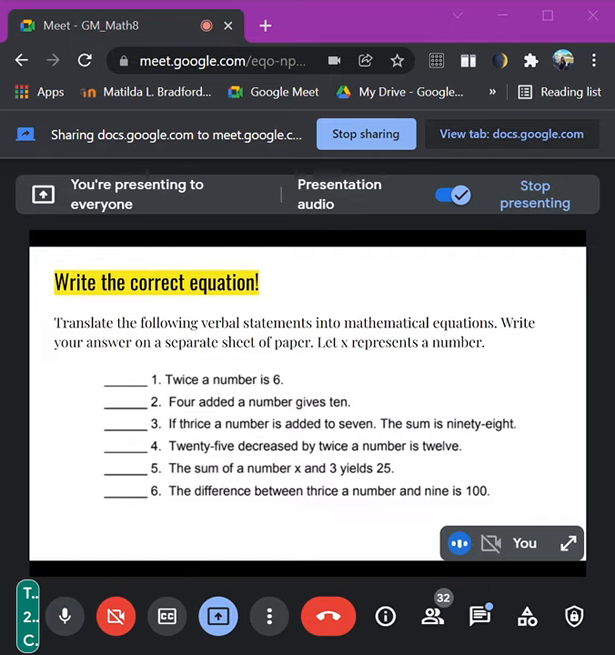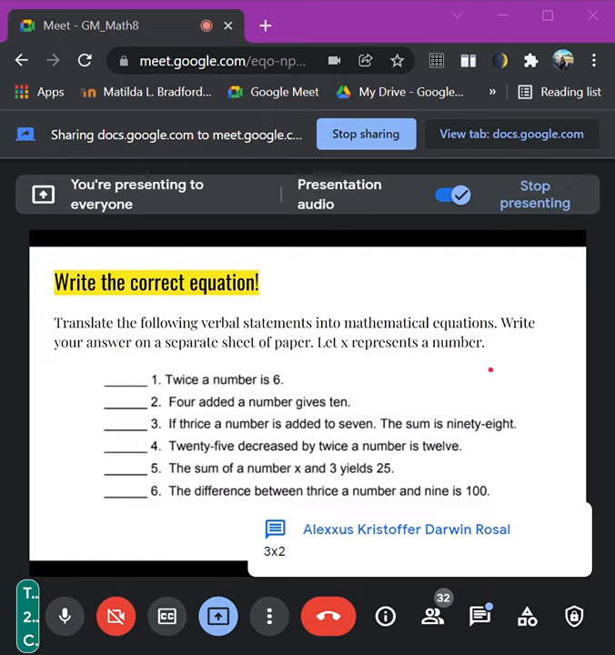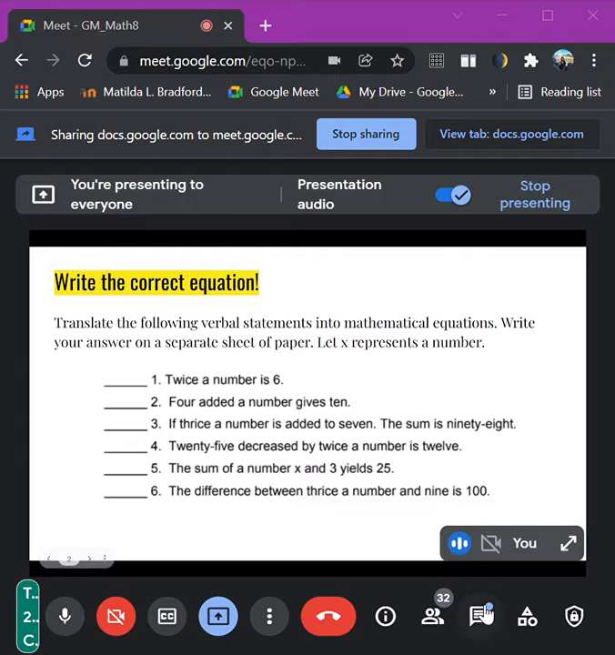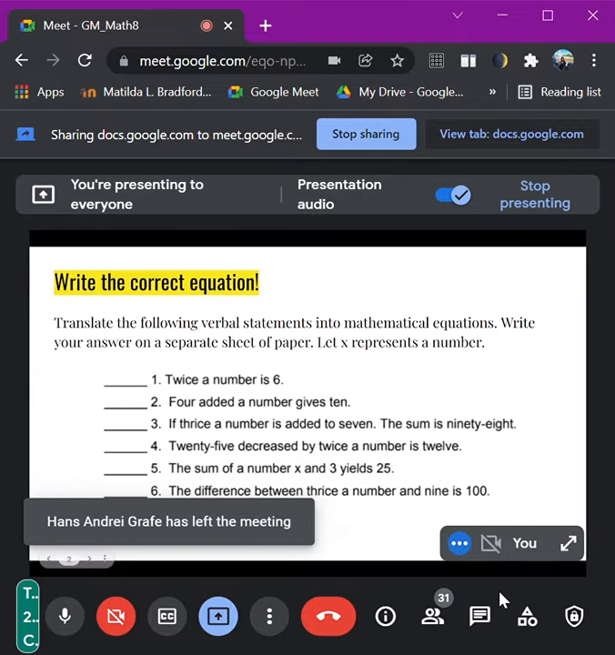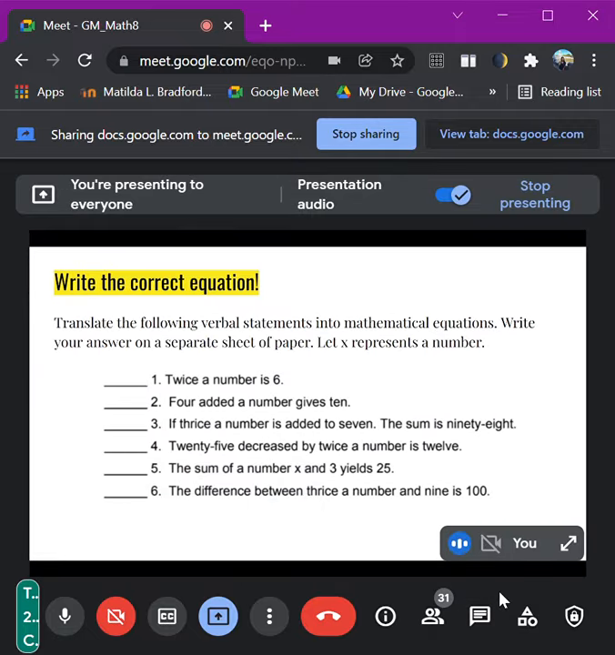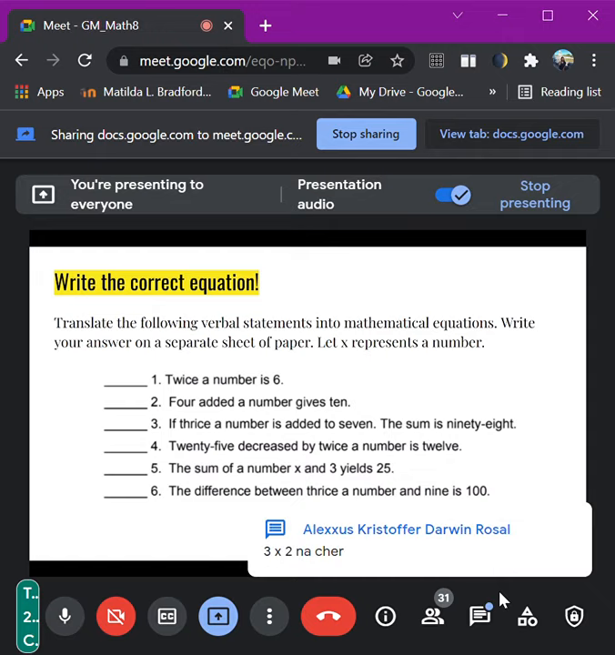How are we going to write this into a mathematical equation? Twice a number is 6. A number, class, is x. How are we going to write this one? We have 3x squared. Just try to answer, class. You can put it in the chat. 3 times 2 is 6. 3x raised to 2. You have there twice.